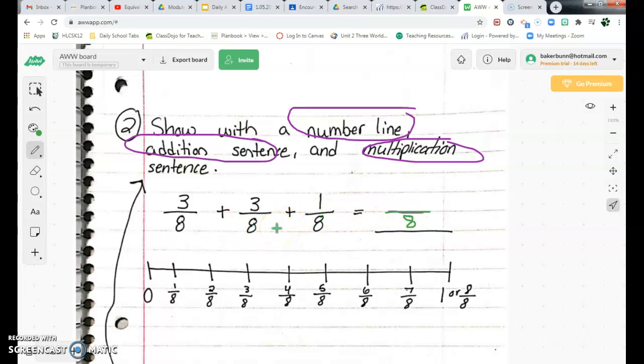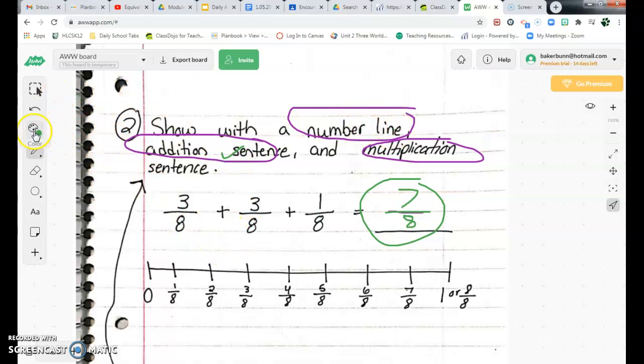Okay? But you can add and subtract numerators. You can only add and subtract numerators, though, when your denominators are the same. So my denominators are the same, so now I'm going to add my numerators. Well, 3 plus 3 is 6. 6 plus 1 is 7. So I'm going to have 7 8s. Okay, so I just have shown it in an addition sentence.